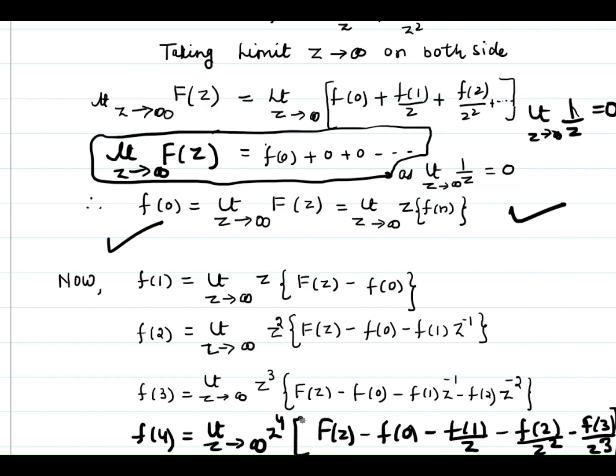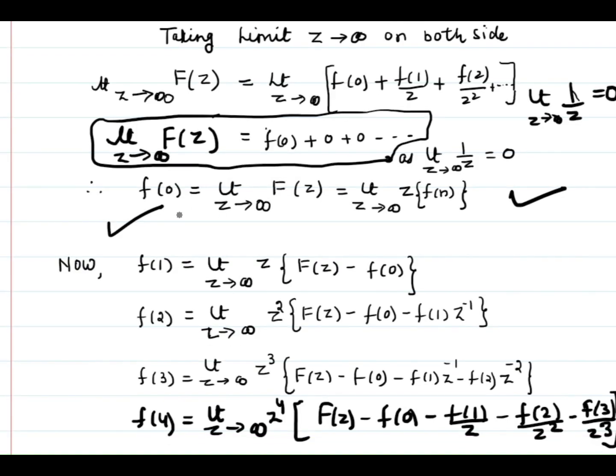So in this way we can write for the next values of the function when n varies 0, 1, 2, 3, 4, and so on. For 0 we say it is the initial value theorem, and from this we can find the other values very easily. But for this we should have the initial value from the initial value problem.